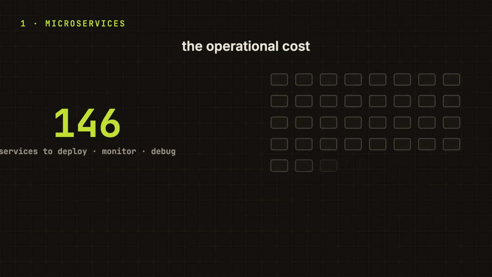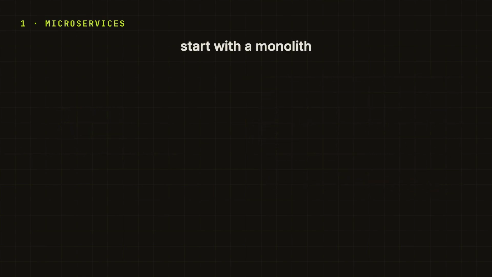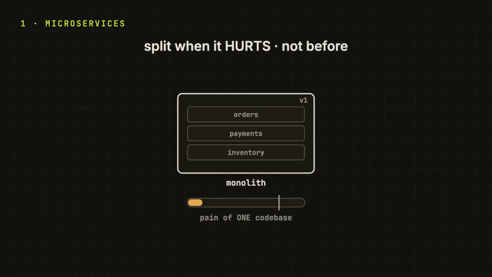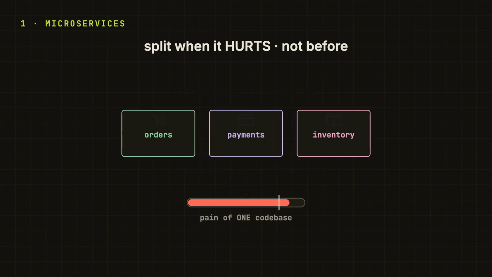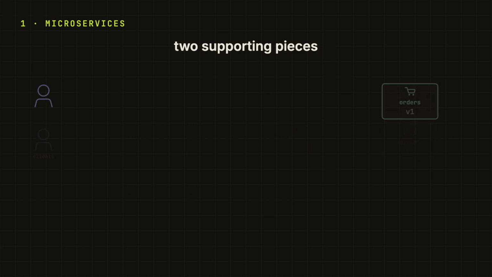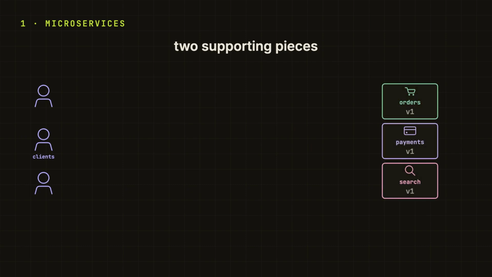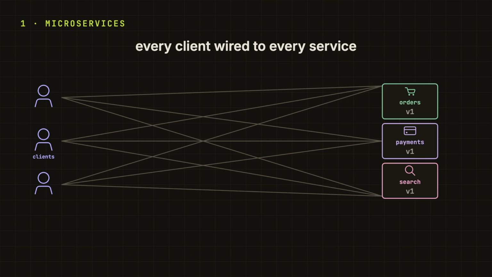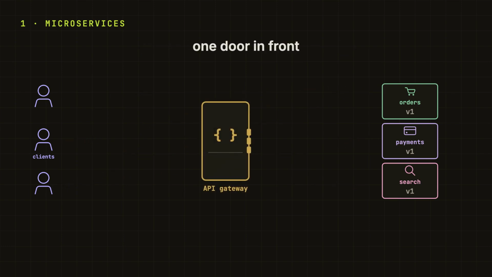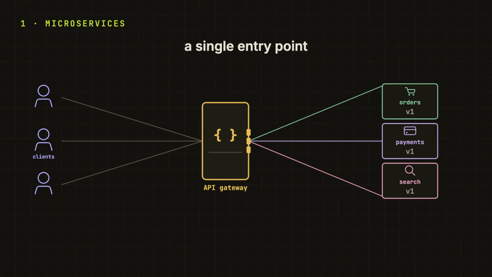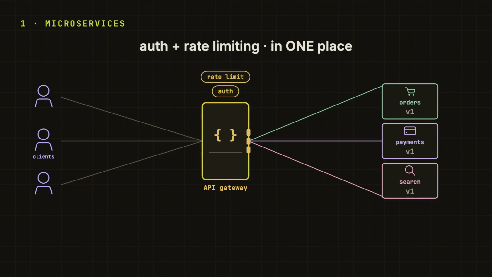So the honest, senior advice is start with a monolith, keep it simple, and only split into microservices when the pain of one big codebase actually forces you to. And two supporting pieces you will hear about. First, with hundreds of services, the client should not talk to each one directly. So you put an API gateway in front, a single entry point that receives all requests and routes them to the right service, and also handles shared jobs like authentication and rate limiting in one place.